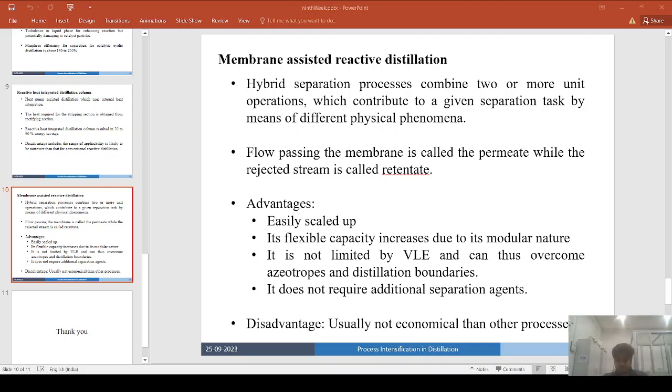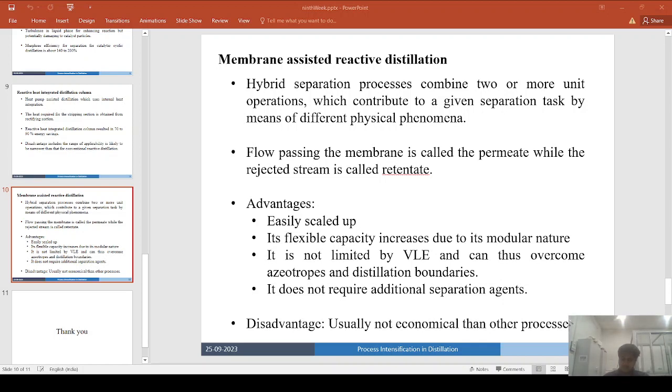So membrane assisted distillation processes constitute one possible type of hybrid separation process. Now, what is the principle of membrane separation? In membrane separation, a feed mixture flows over a membrane which allows some molecules to pass through while others are rejected. The stream passing through the membrane is called the permeate, while the rejected stream is called the retentate.